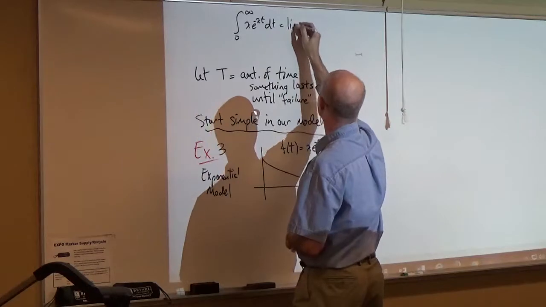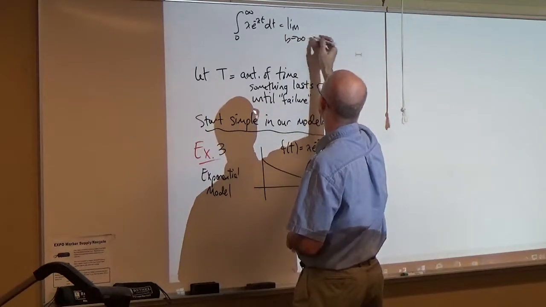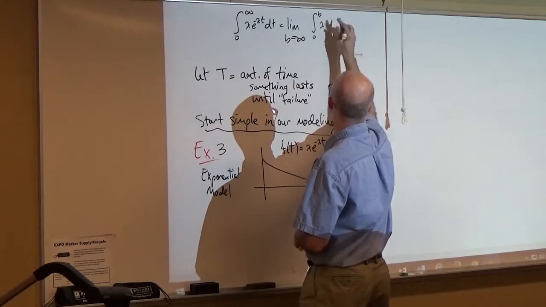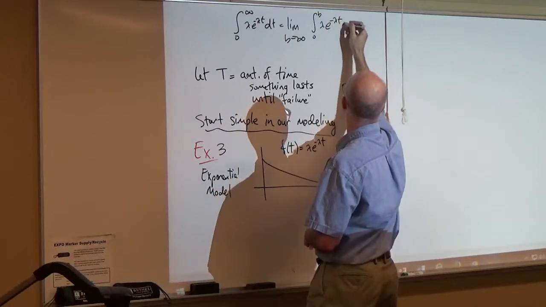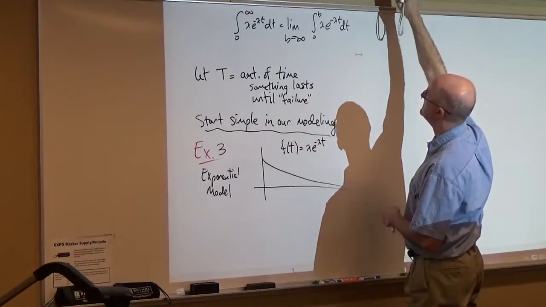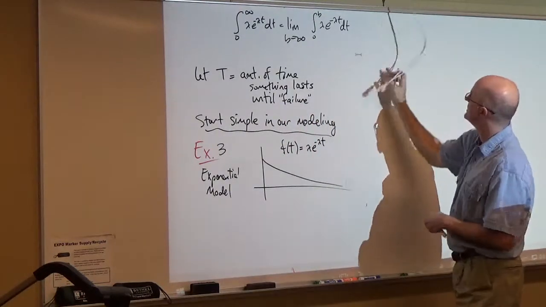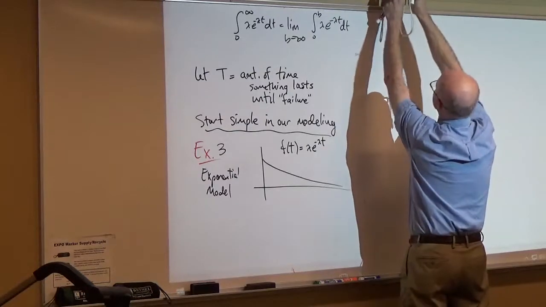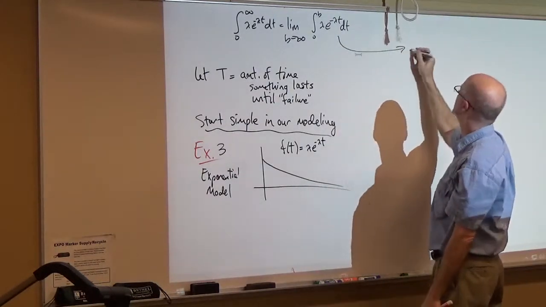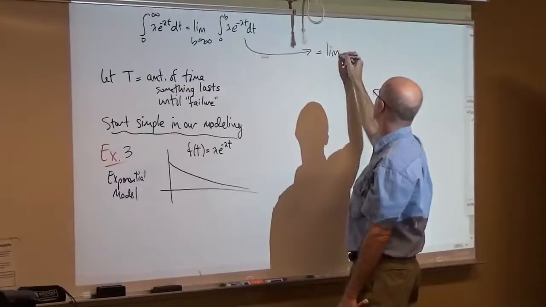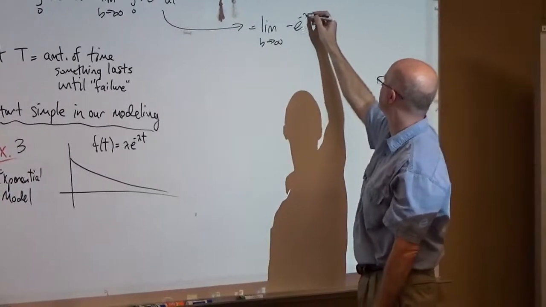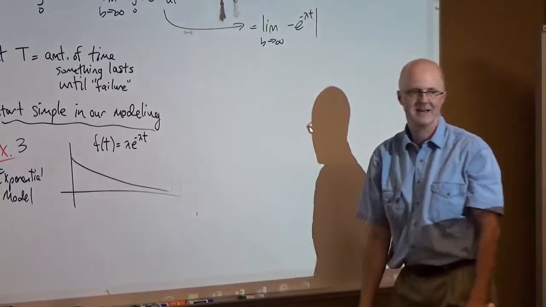It's a limit as b goes to infinity of integrals like this. Now I use the fundamental theorem of calculus, find an antiderivative of lambda e to the negative lambda t. You can do that with a substitution. You can also just write it down. It's negative e to the negative lambda t. You can write it down just by guessing, educated guessing.